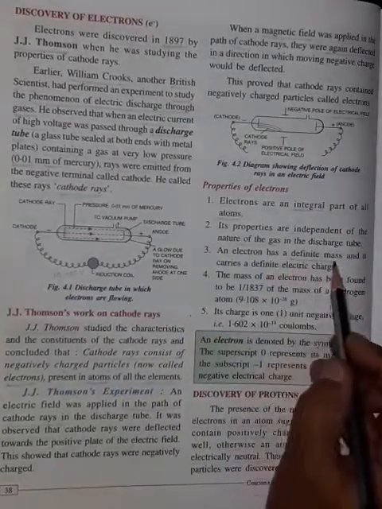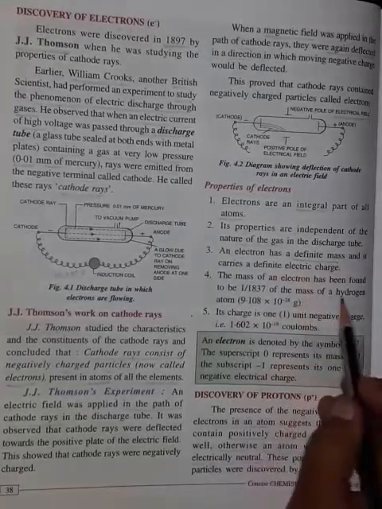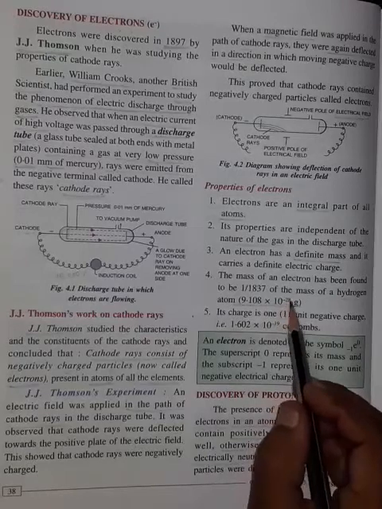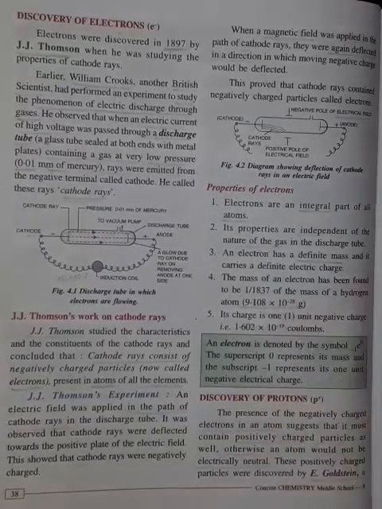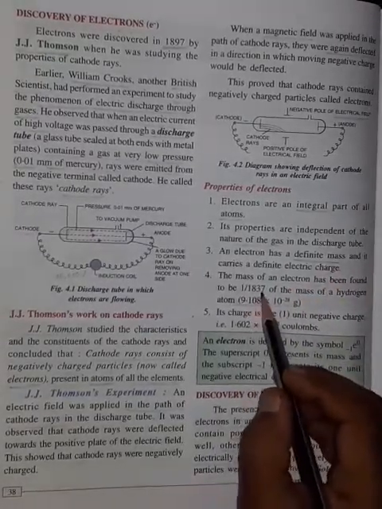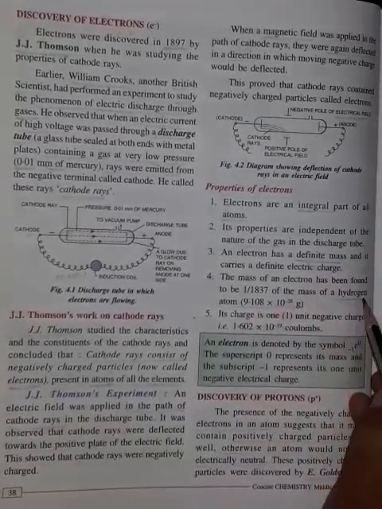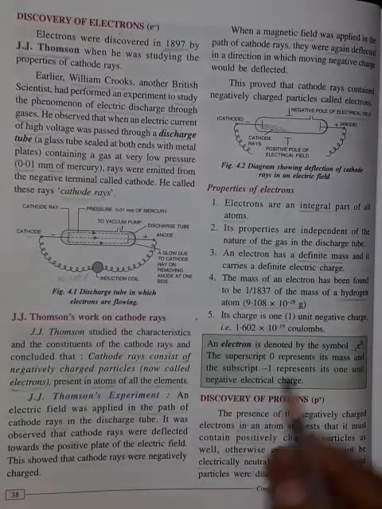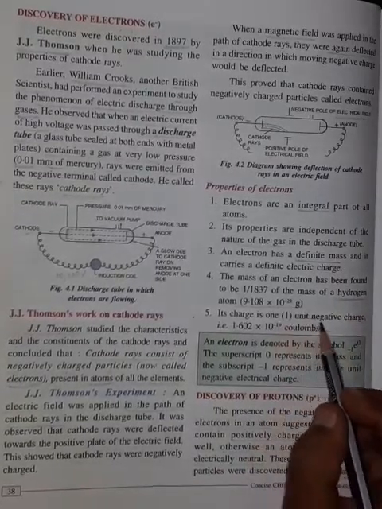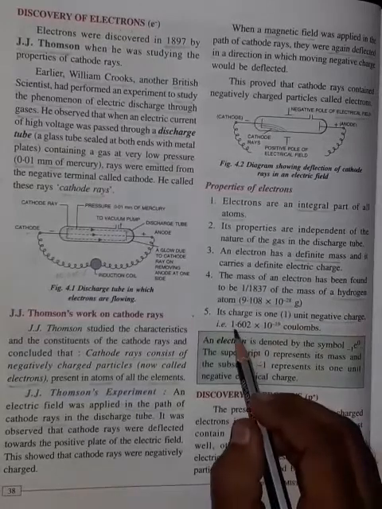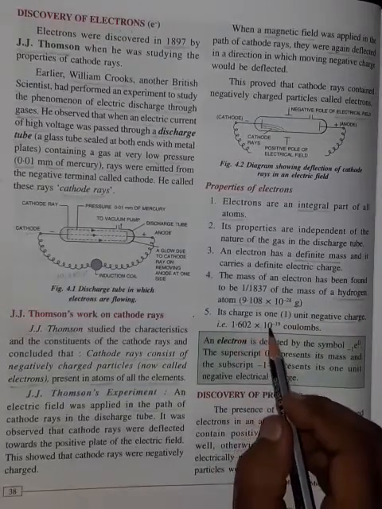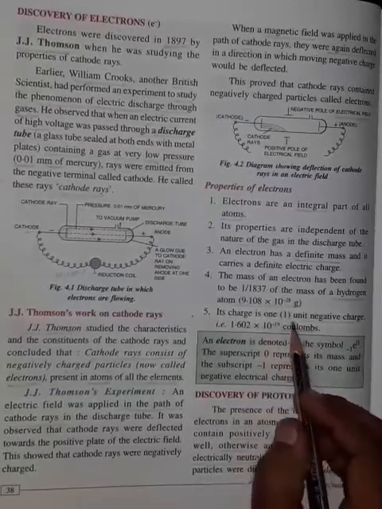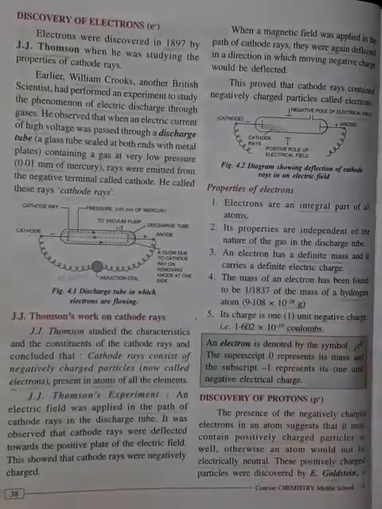Electron has a definite mass, and this mass is 9.108 × 10^-28 gram, which is equal to 1/1837 of the mass of a hydrogen atom. As per our study, hydrogen is the lightest atom. Its charge is 1 unit negative charge, that is equal to 1.602 × 10^-19 coulomb. Coulomb is the unit of charge, and this is considered as 1 unit negative charge.